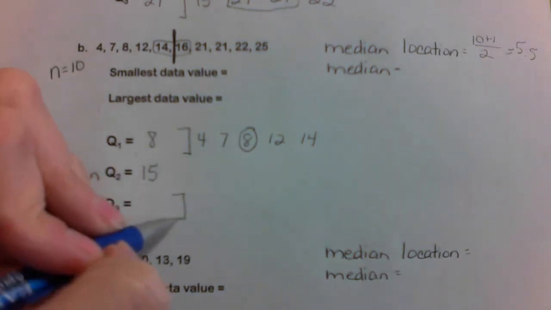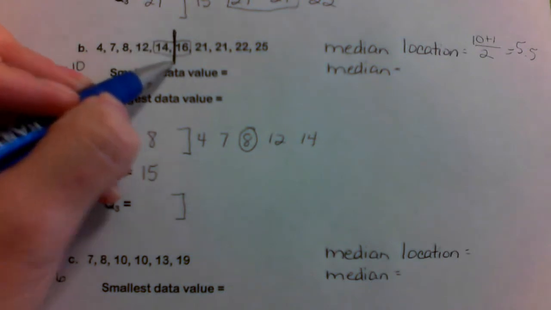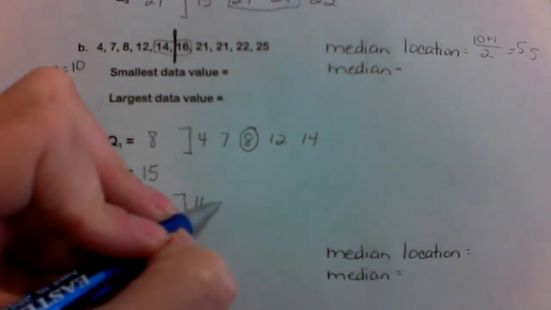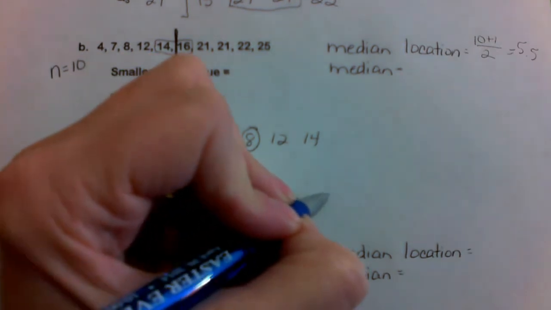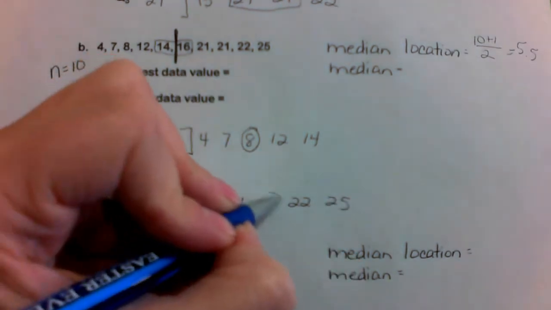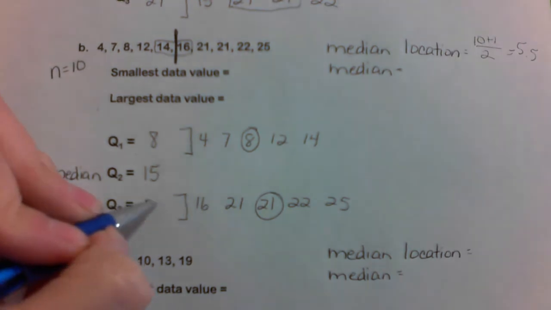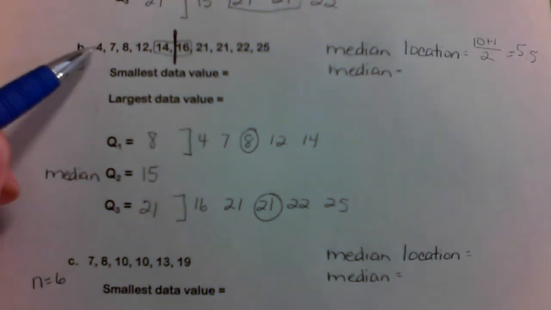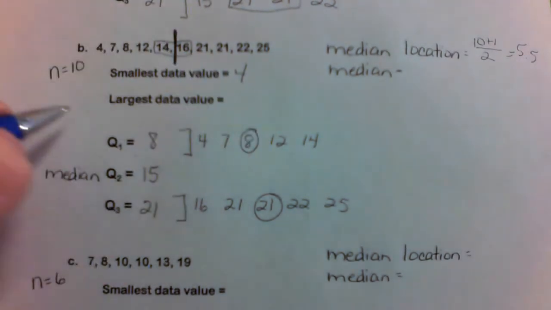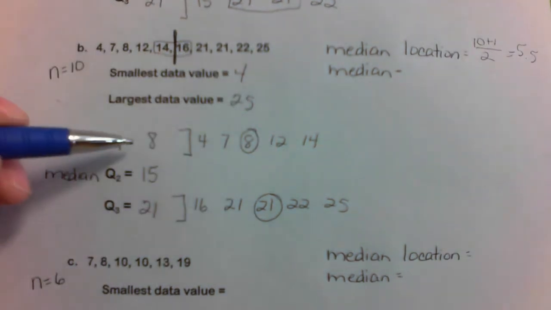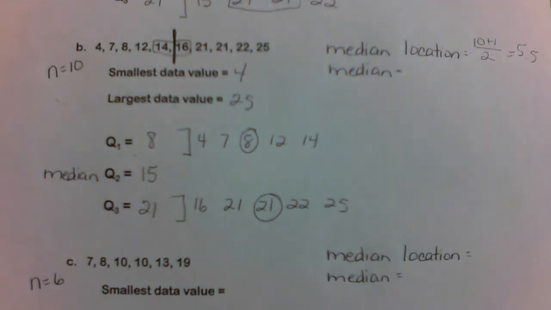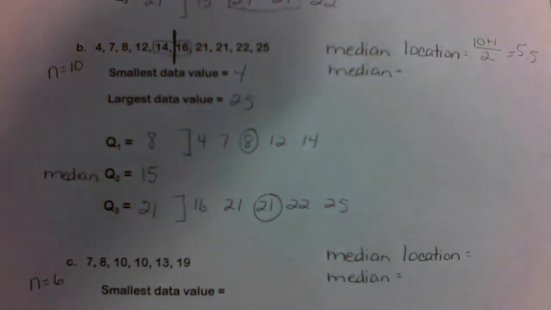Then for quartile 3, I use the numbers above quartile 2, so that would be 16, 21, 21, 22, 25. What number's in the middle? That's 21. So my smallest value is 4. My largest value is 25. So 4, 25, 8, 15, and 21 is my 5-number summary.